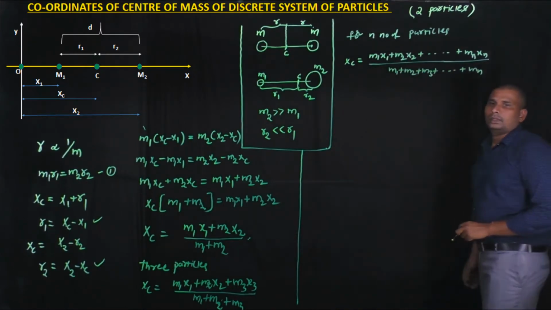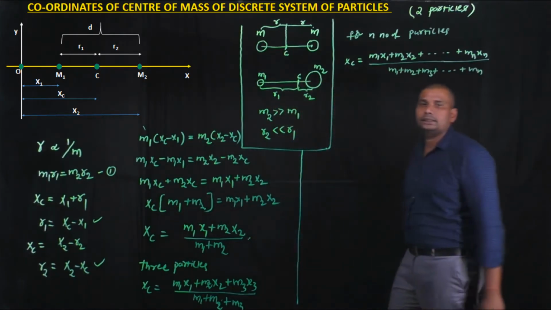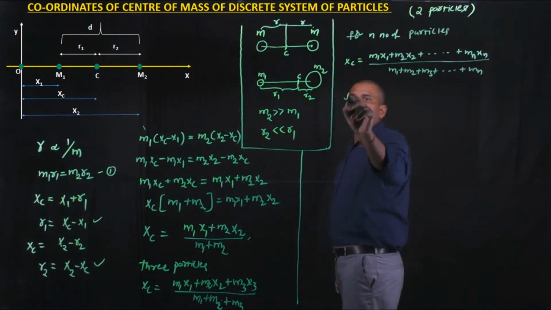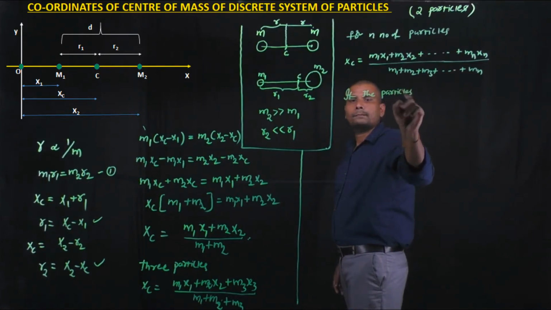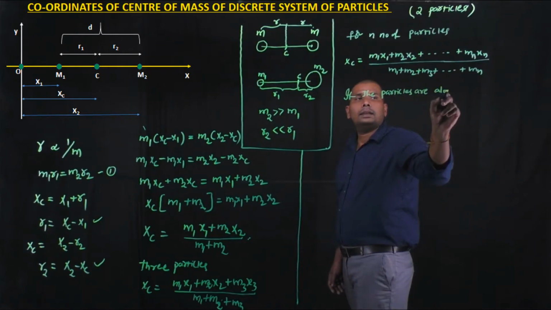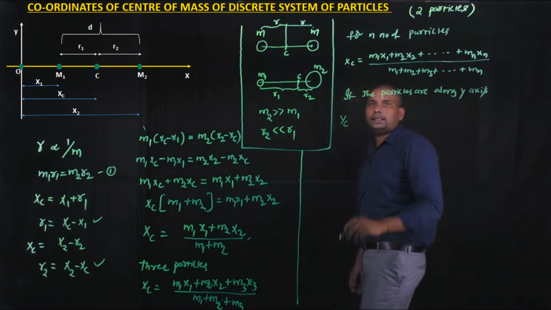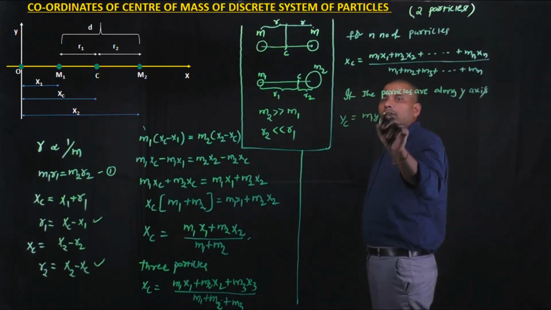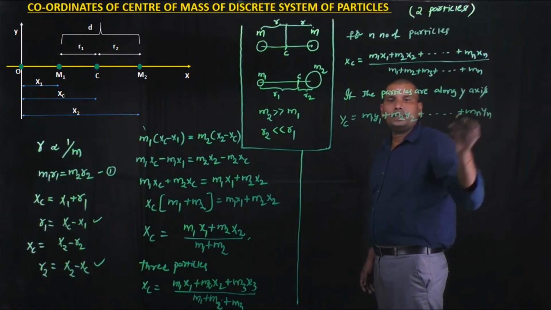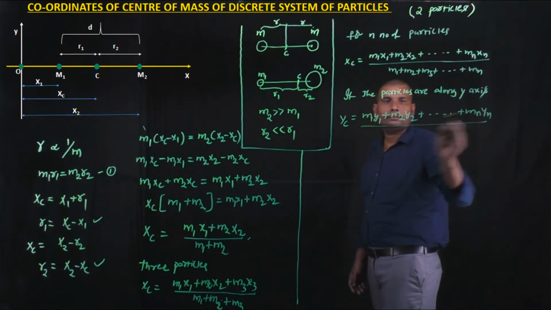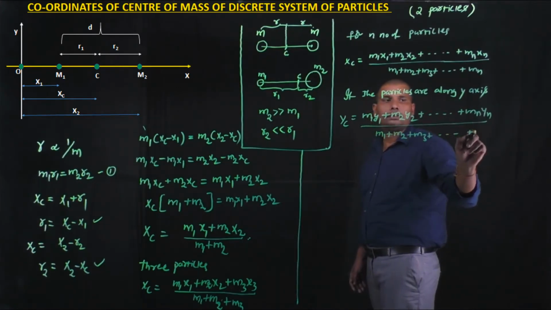Okay, if the particles are taken along the y-axis, then the formula is yc equals m1 y1 plus m2 y2 plus and so on plus mn yn by m1 plus m2 plus m3 plus and so on plus mn.